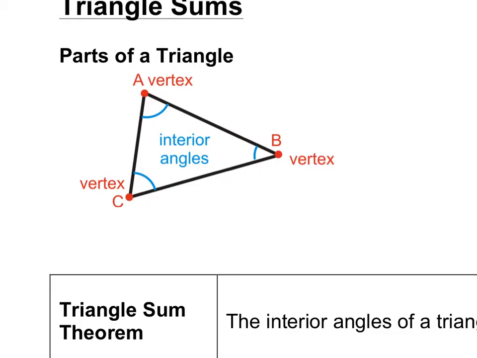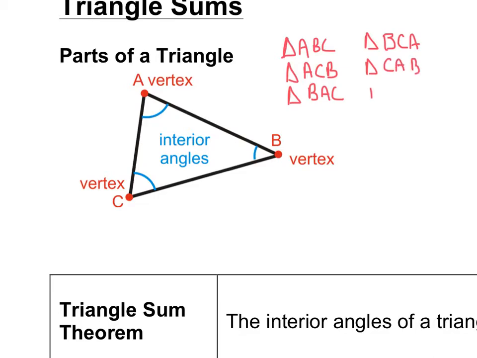So if I look at this particular triangle, there are multiple ways that we can name it. The first way would be triangle ABC. I could also label it as triangle ACB, triangle BAC, triangle BCA, triangle CAB, and triangle CBA. All of these are legitimate names.